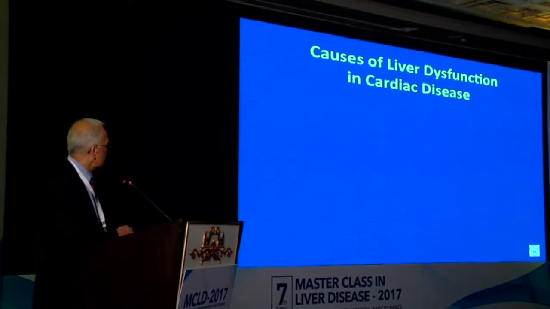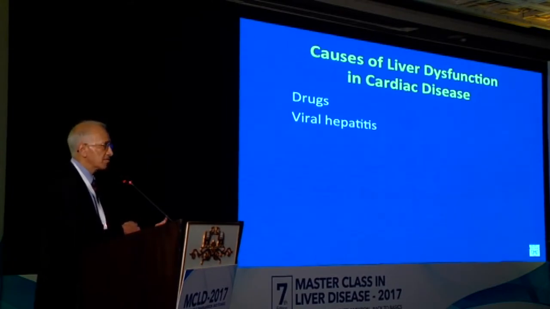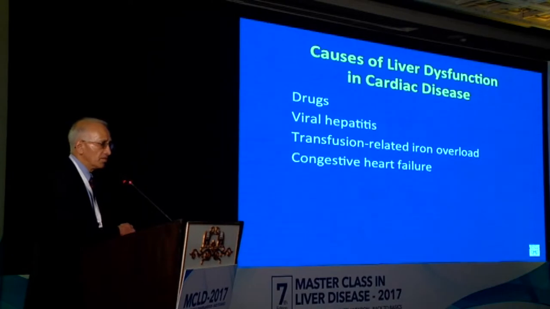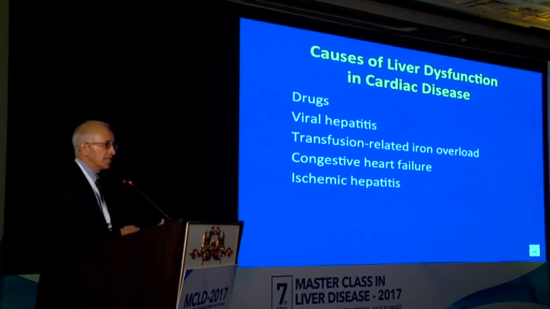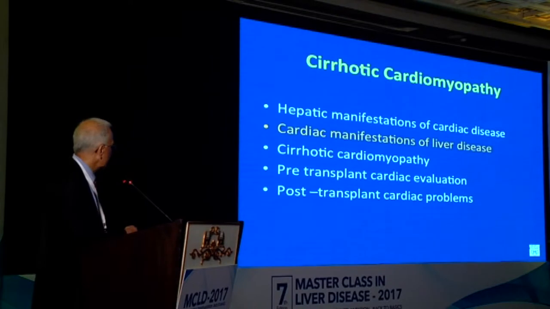So the hepatic manifestations of cardiac disease are: drugs, which are very common in cardiac patients; viral hepatitis, especially if there've been multiple transfusions and they've had surgery when they were children; transfusion-related iron overload; congestive heart failure, which gives you both acute and chronic changes within the liver; ischemic hepatitis; and congenital heart disease.